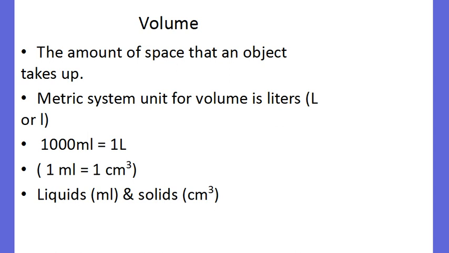So volume is just talking about the amount of space that an object takes up. And in the metric system, the unit we use for volume is liters, which sometimes you'll see with a capital L, sometimes you'll see with a lowercase l. 1,000 milliliters is equal to 1 liter. And 1 milliliter of liquid is equivalent to 1 centimeter cubed of solid. So those are equivalent measurements. They are considered to be equal.